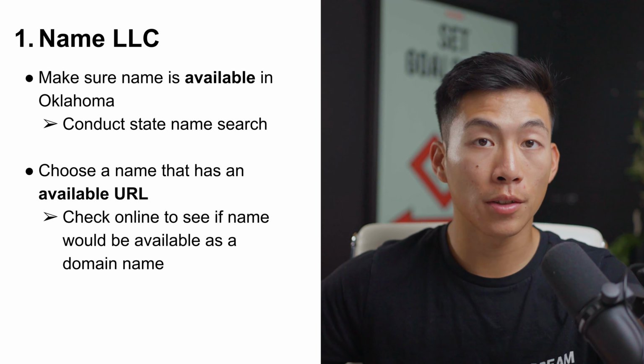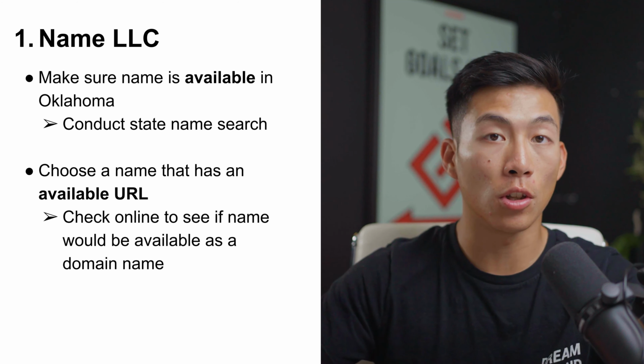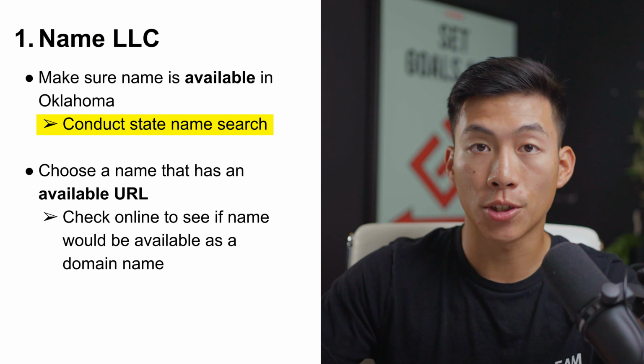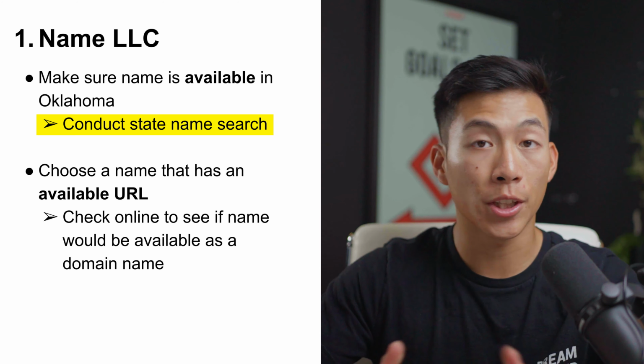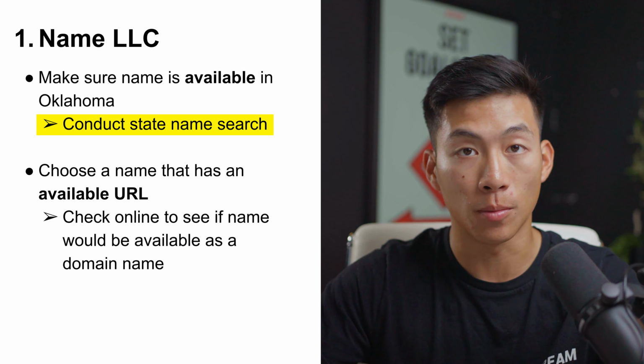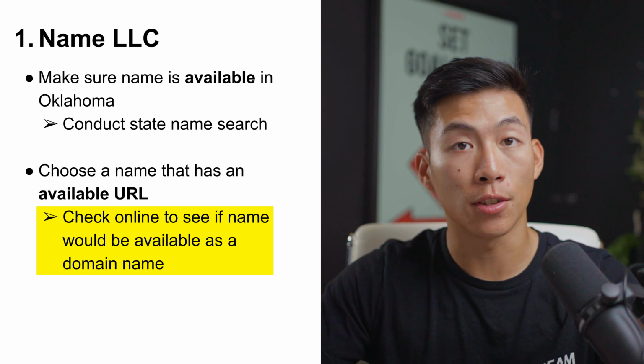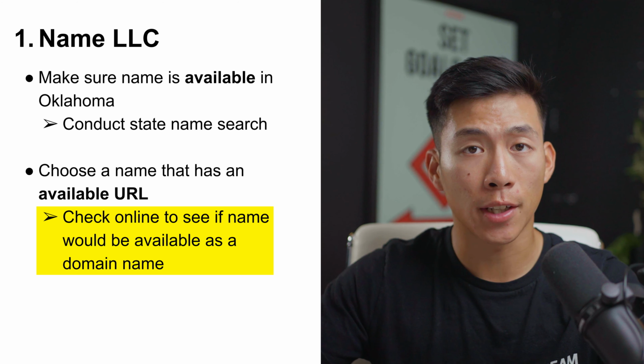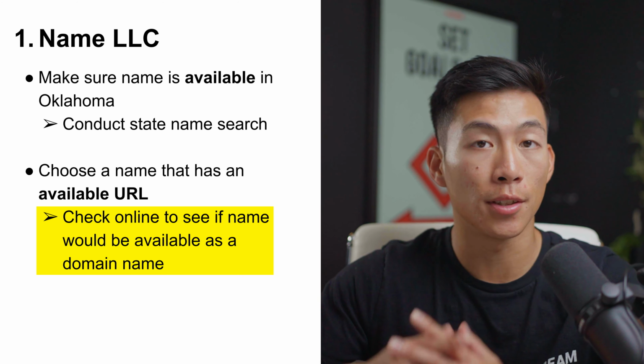So step number one to starting an LLC in the state of Oklahoma is naming your LLC. To get started, you'll want to do a business name search on the Secretary of State website to make sure that your business name is actually available. And while you're at it, you might as well also figure out if your name is available as a URL. Almost every business out there needs a website nowadays, so this is a good step to take.